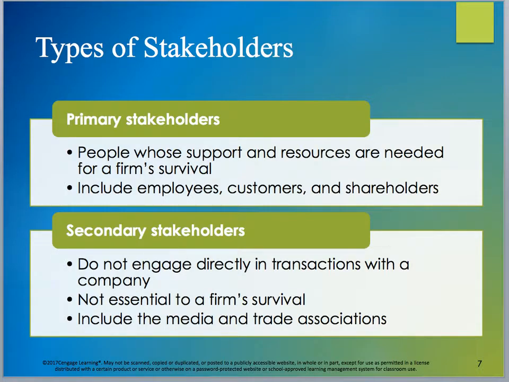As I mentioned earlier, we have two types of stakeholders, primary and secondary. So that's internal and external. Our primary stakeholders, also called internal stakeholders, are those whose support and resources are needed for our organization to survive. Those are our employees, our customers, and our shareholders, which are also considered your investors. Your secondary stakeholders, which are your external stakeholders, don't necessarily engage directly with you transactionally, and they're not essential to your success. Those could be the media, trade associations, government, so on and so forth.